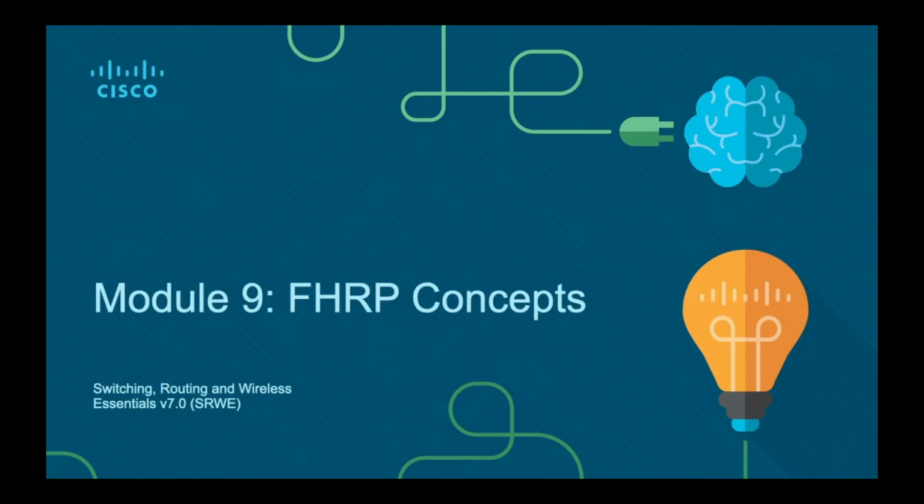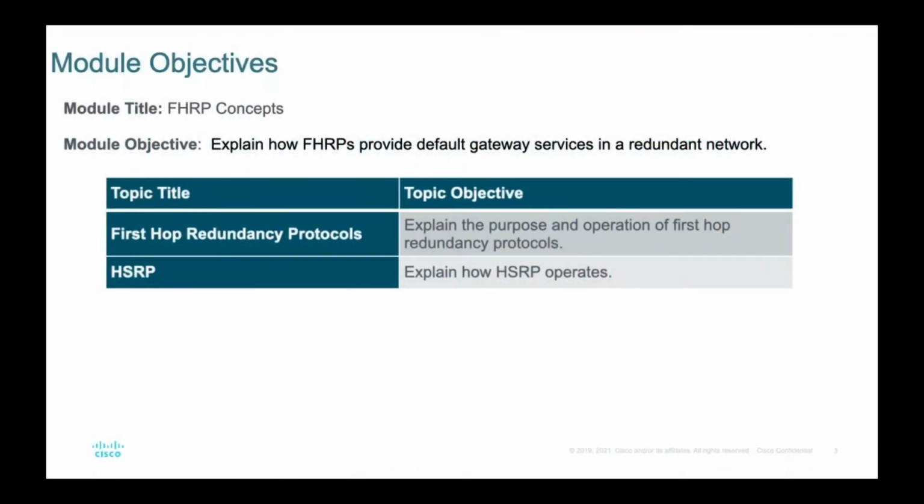FHRP stands for First Hop Redundancy Protocol. This topic is regarding routing and gateway. In this module we are going to take a look, in general, at what a First Hop Redundancy Protocol is.